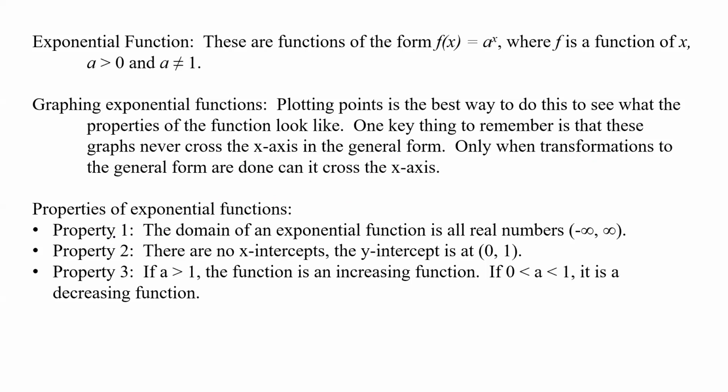So what are the properties of exponential functions? Well, the first property is the domain of an exponential function is all real numbers, so it goes from negative infinity to positive infinity. Property 2, there are no x-intercepts. We have a y-intercept though at 0, 1. And property 3, if a is greater than 1, the function is increasing, but if a is between 0 and 1, it's going to be a decreasing function. So increasing means it's going up, decreasing means it's going down. And you'll see what we're talking about here once we get to actually graphing these.